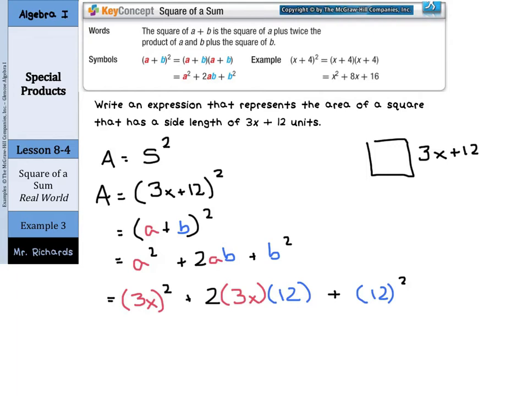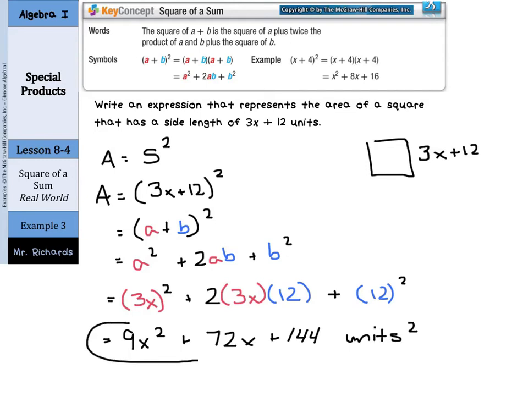Well, 3x squared is 9x squared plus 2 times 3x is 6x, and 6x times 12 is 72x, and 12 squared is 12 times 12, which is 144, and our answer will be units squared. So 9x squared plus 72x plus 144 units squared is our answer for the area of a square with a side length 3x plus 12.